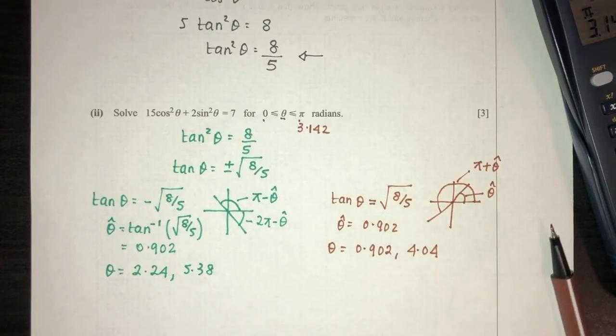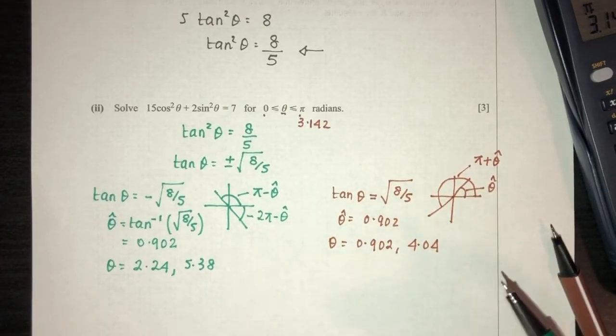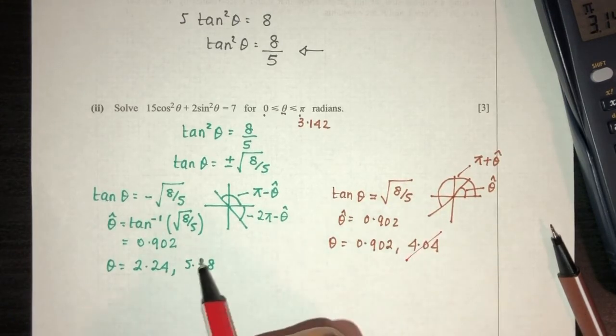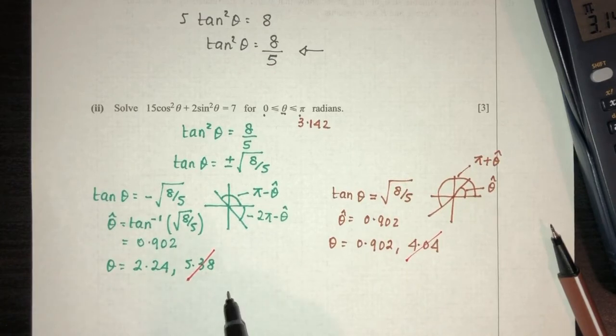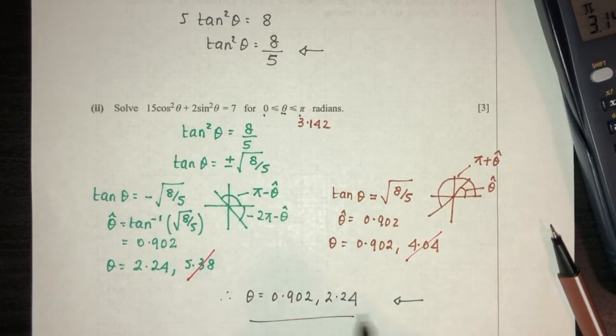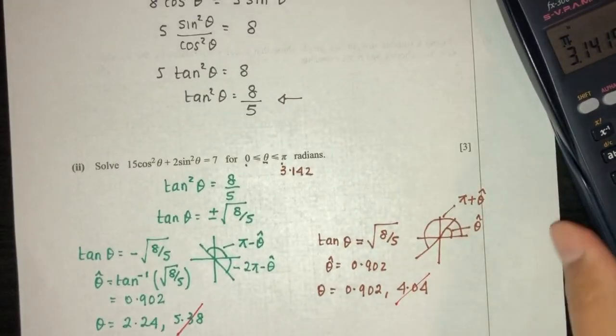So now we have to check if these values are in this range or not, if it is outside or inside. By verifying, you see that this value is outside and this value is outside. So we only have two possible solutions for theta. Theta is 0.902 and 2.24. That will be your answer for question number 6.